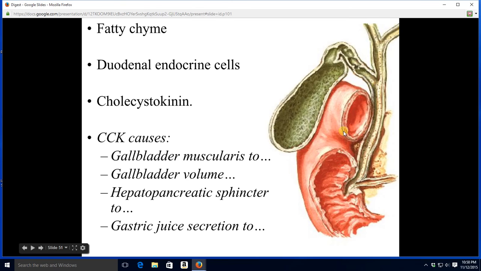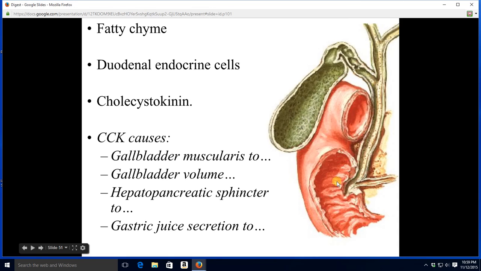Well, here's the deal. When fatty chyme comes into the duodenum from the stomach, the duodenal endocrine cells, remember there are duodenal endocrine cells, they're going to release the hormone cholecystokinin, or CCK. CCK is going to cause the gallbladder muscularis to contract. It's going to squeeze bile out. Bile is going to flow down. So the volume of bile in the gallbladder is going to decrease.